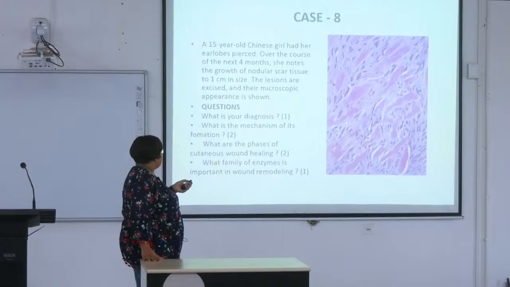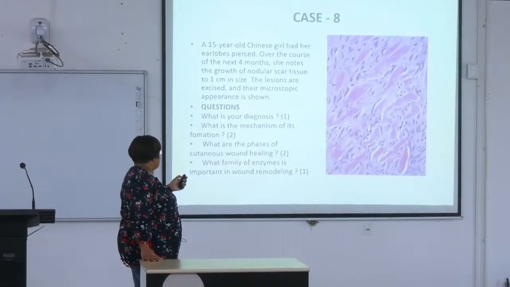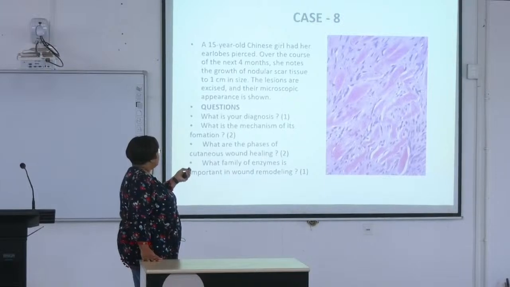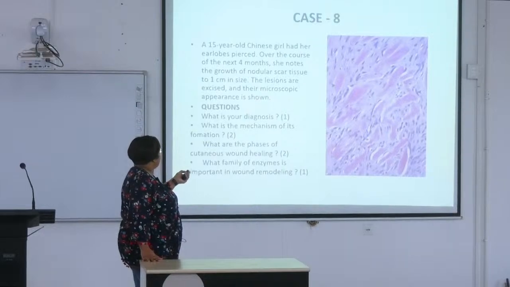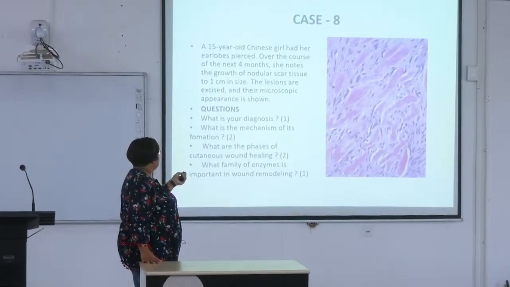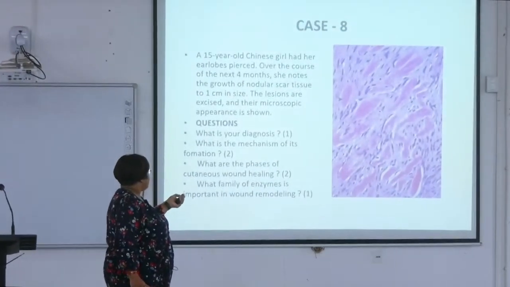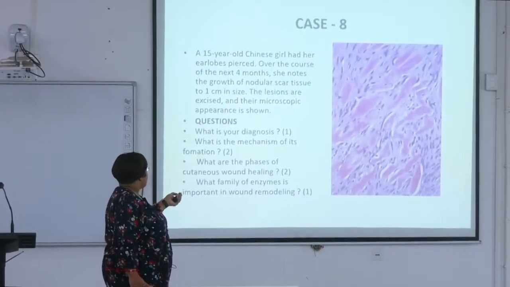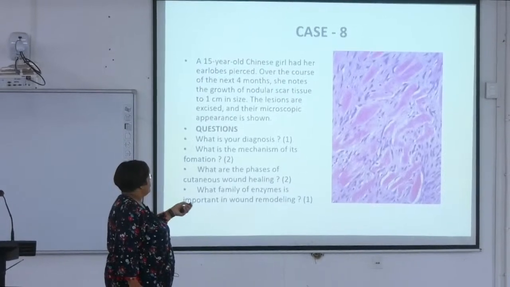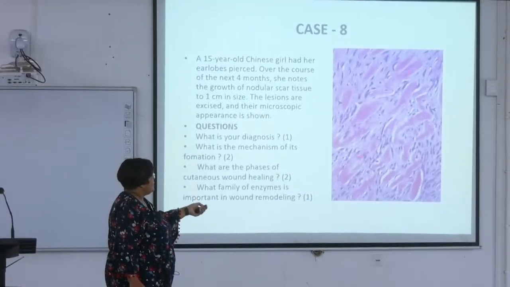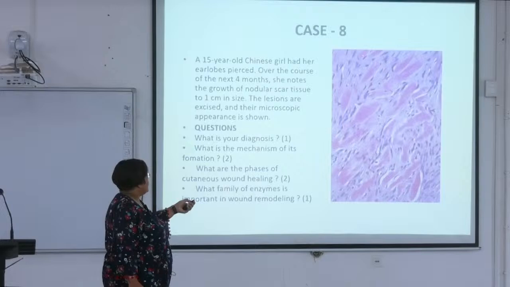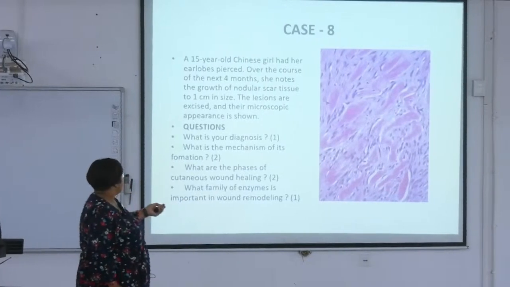Case number 8. So here a 15-year-old Chinese girl, the ethnicity is mentioned, Chinese girl, had her earlobes pierced. Over the course of the next 4 months, she notes the growth of a nodular scar tissue to 1 centimeter in size. The lesions are excised and their microscopic appearance is shown. So this is the lesion which has been excised and it is the microscopic appearance of the lesion.